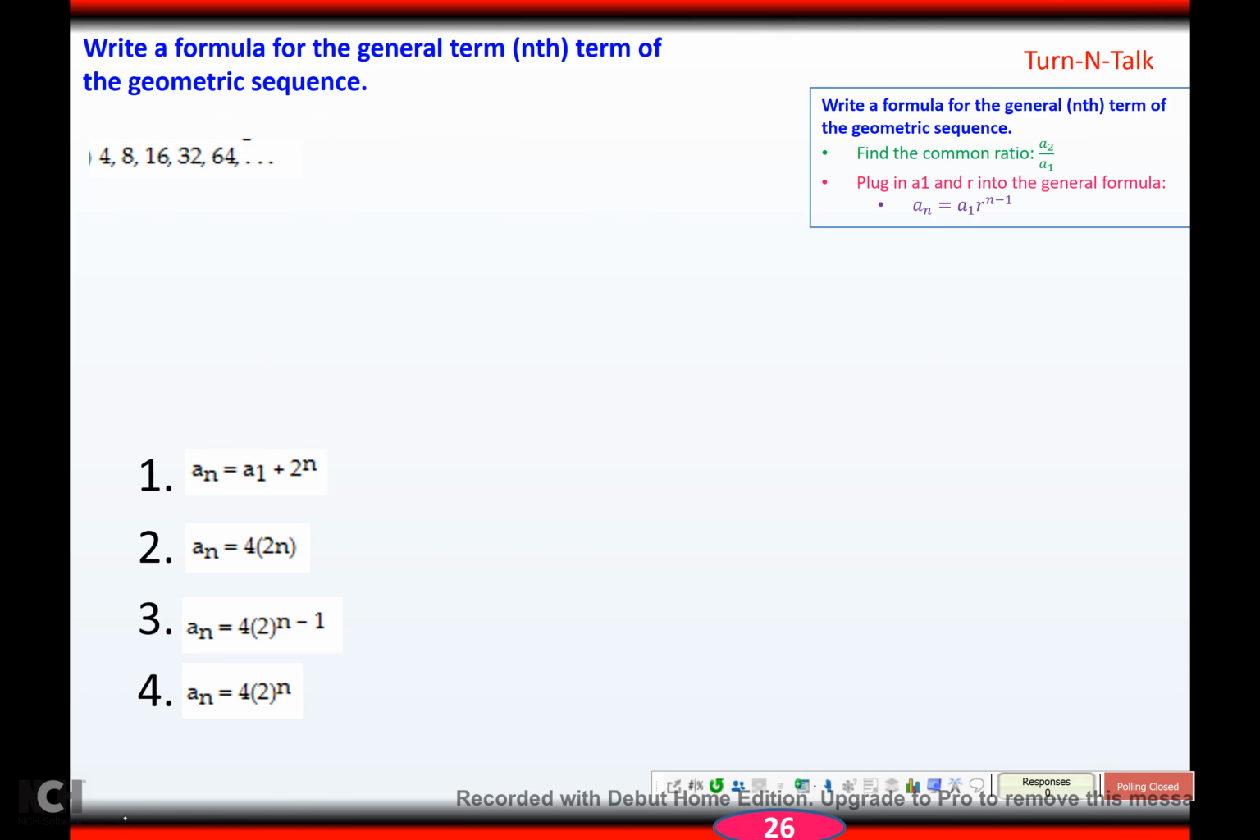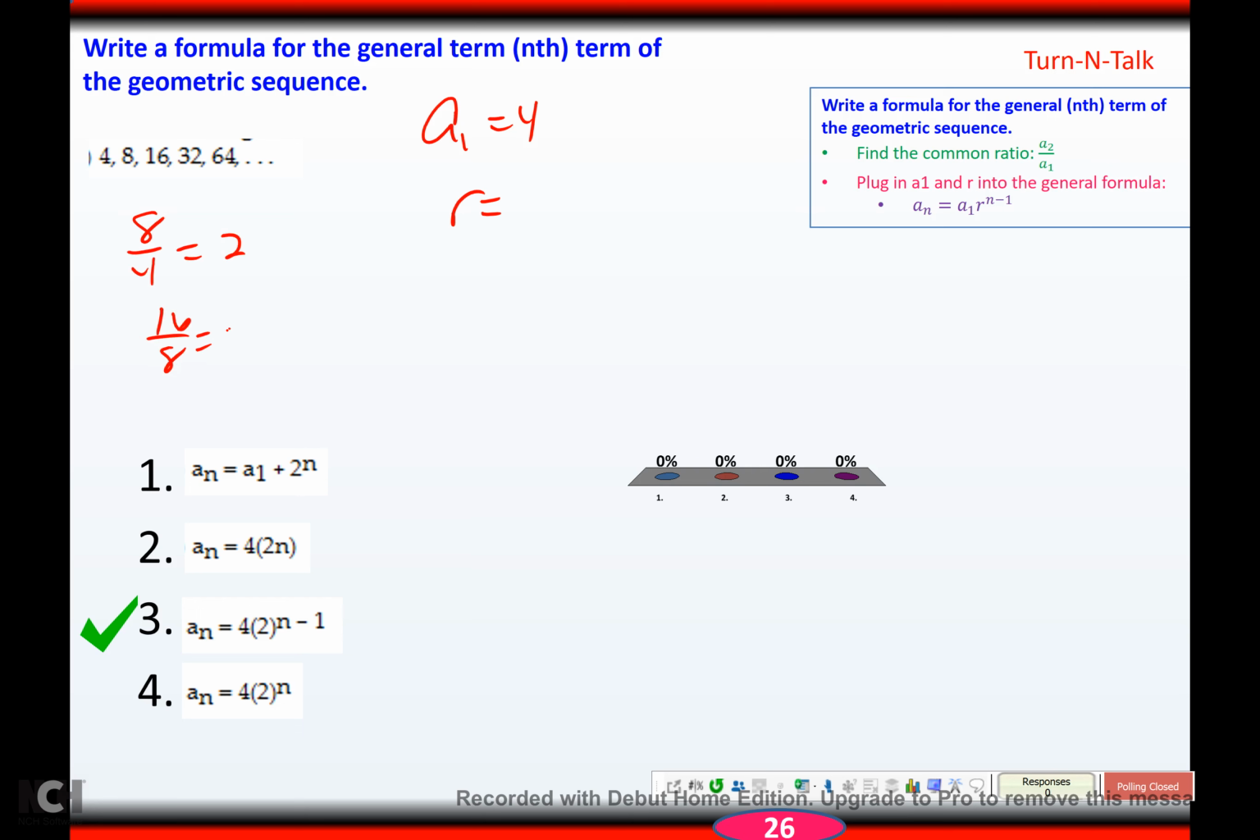Alright, you do this one, hit pause, come back when you're ready. And hopefully you got 3. Okay, I know that a sub 1 is 4. I need my common ratio. 8 divided by 4 is 2. 16 divided by 8 is 2. 32 divided by 16 is 2. So my common ratio is 2. So my nth term would be my first term times my common ratio to the n minus 1.